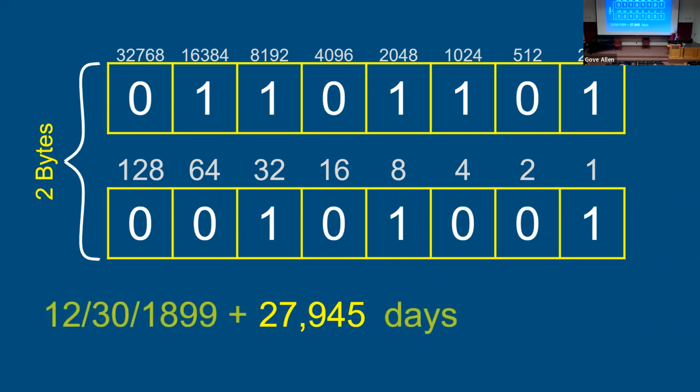So if we've got the number 27,945 stored, we're going to add that many days to the beginning date, and we're going to come up with January 4th, 1976. Questions?